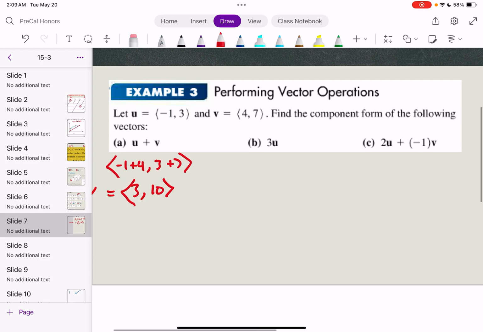In the case for b, we're going to multiply 3 times our initial vector, which in this case would be -1, 3. So 3u would be equal to -3, 9.